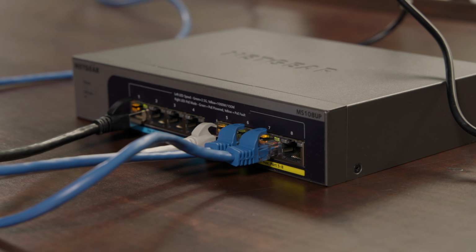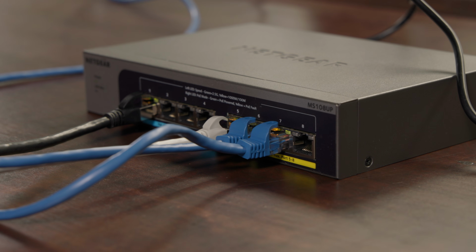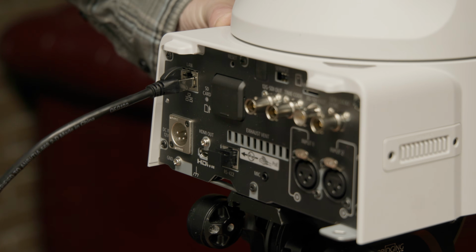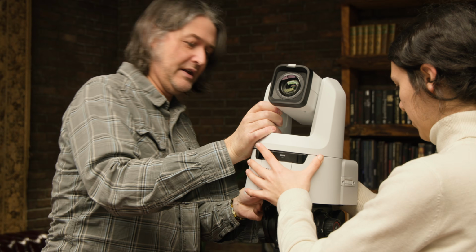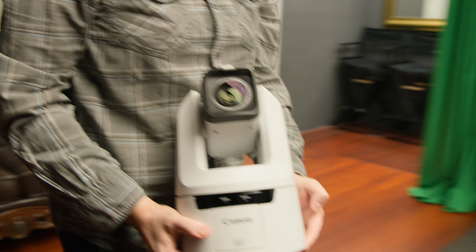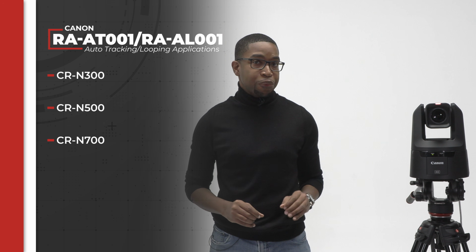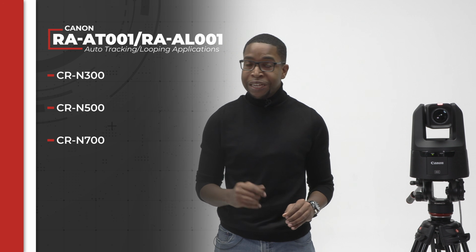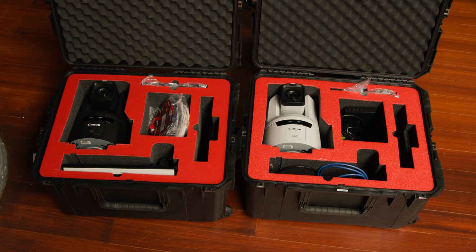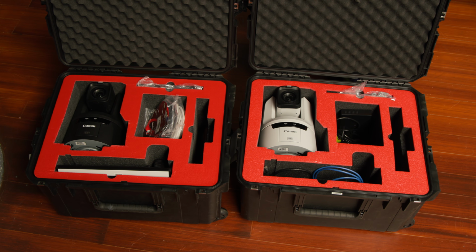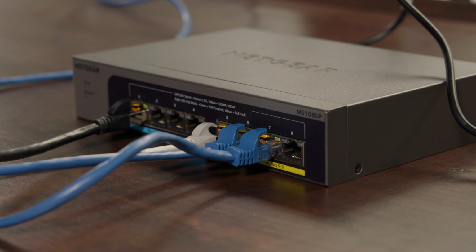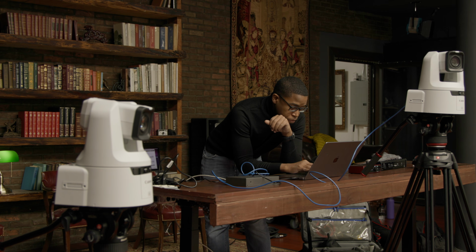So we brought a laptop with OBS for switching, a PoE++ network switch for power and control, Ethernet cables, an audio interface, tripods, and of course, the PTZ cameras. Canon's auto tracking and auto looping software is compatible with their CR-N300, 500, and 700 cameras, but today we're only working with the CR-N500 and 700. Both cameras can receive power over Ethernet, so the only things we need to power are the laptop and the network switch, all of which are right next to each other.